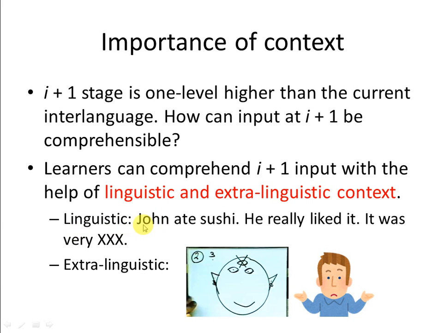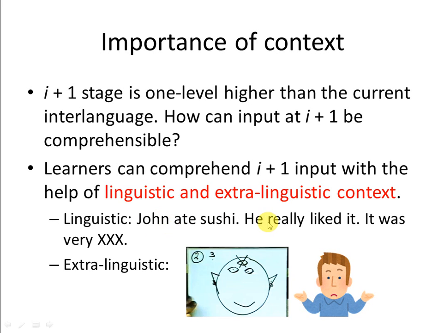So for example, please read these sentences. John ate sushi and he really likes it. It was very blah blah, I don't know. So if you don't know the word here, can you guess the meaning of this word? Maybe yes. Maybe not precisely, but because John liked sushi, the word here, the adjective here, should be something like good or delicious, or maybe other kinds of meanings that are positive, not negative.